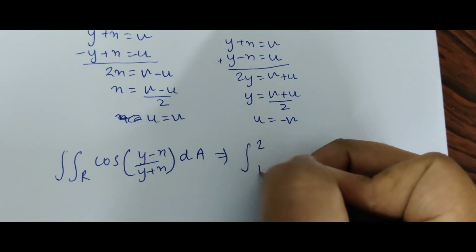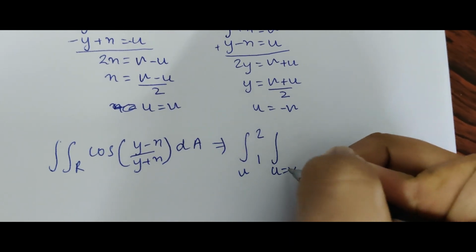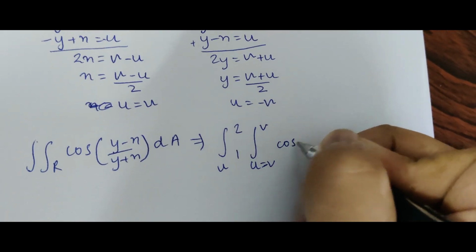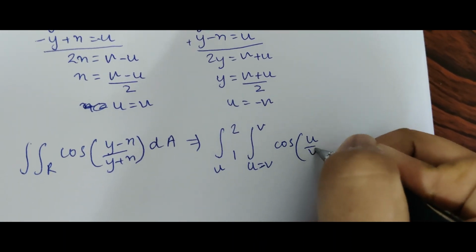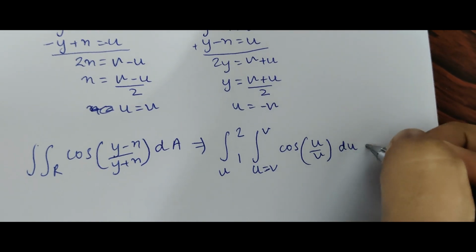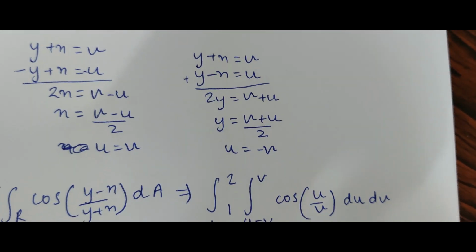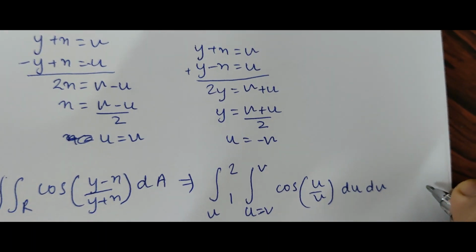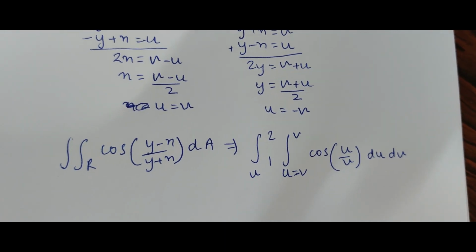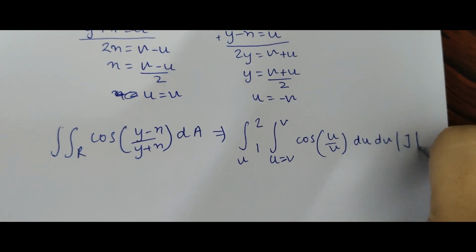2 1, this is for v, and for u is equal to minus v and v, and it will be cos u v, and then dA can again be written as du dv. In this we will also be using the Jacobian matrix, which basically represents the differential at every point of the function which is being differentiated, and this is always in mod.